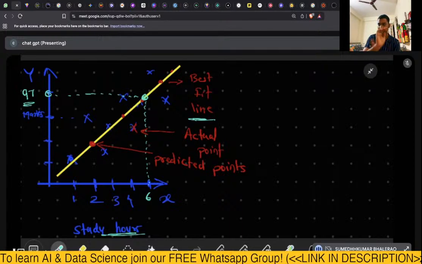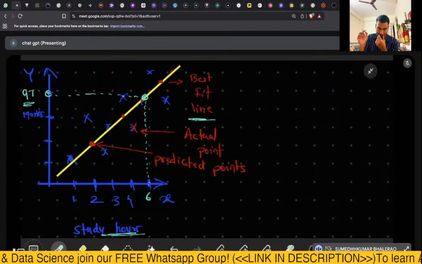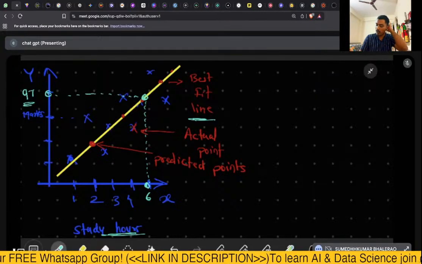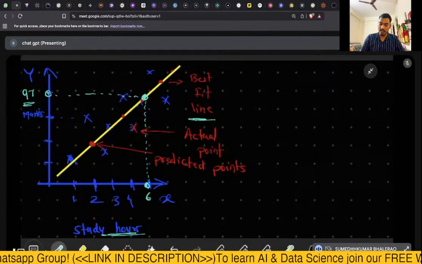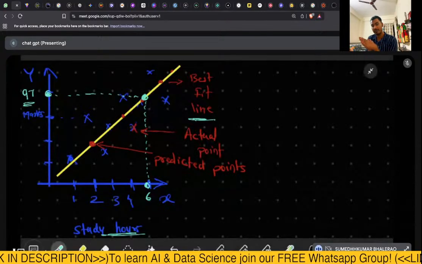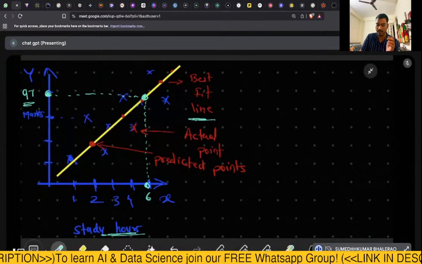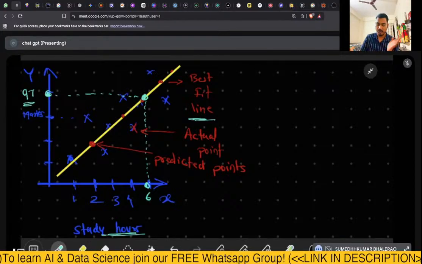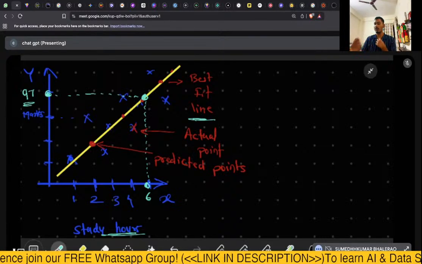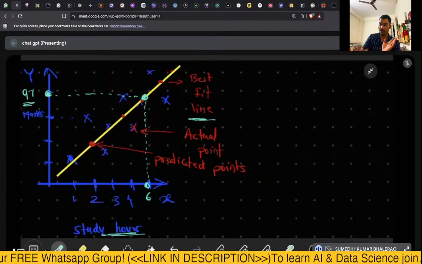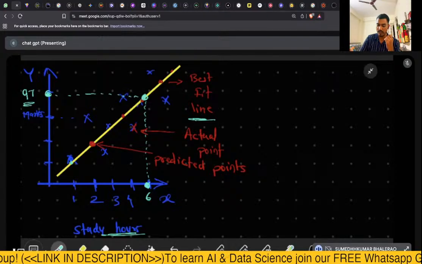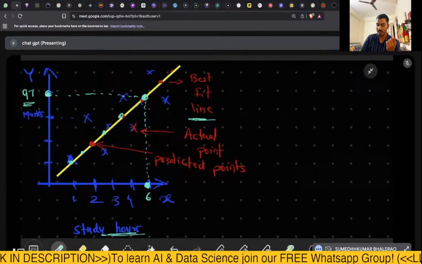This is what happens in linear regression. Whenever you give new data, it will plot that point on the best fit line, and then it will cross check what the value is associated with that particular point on the y-axis, and that will be the answer of your machine learning model. We discussed there are predicted points and actual points, and all the points which are on this line are predicted points, and that's why we are testing.